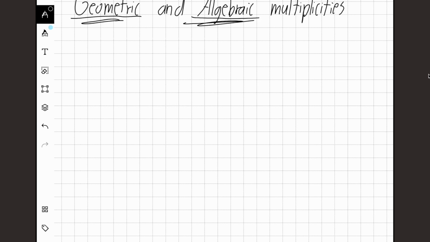So that's a hard word to say, diagonalizable. But anyways, how do we do it? It actually isn't very complicated, but there are a few things we have to watch out for.